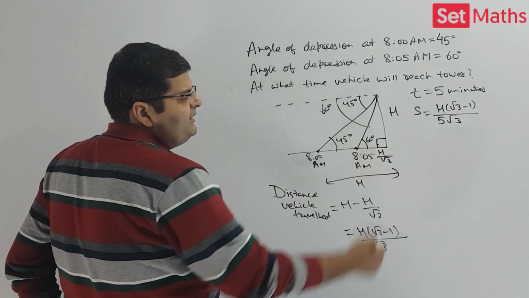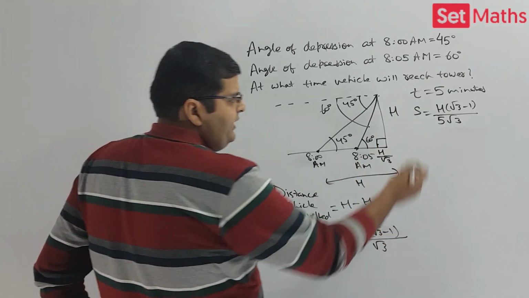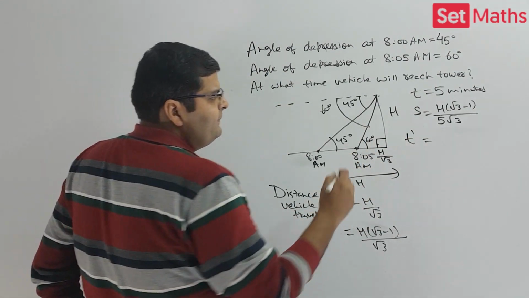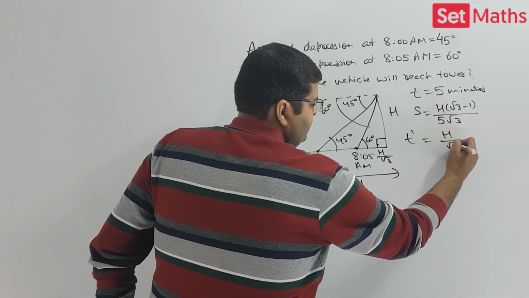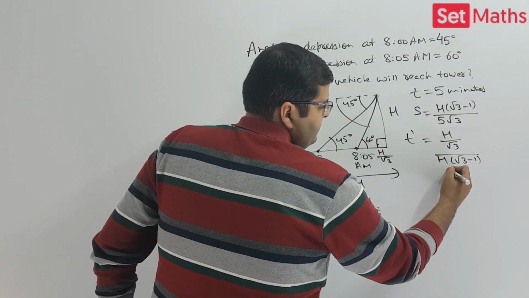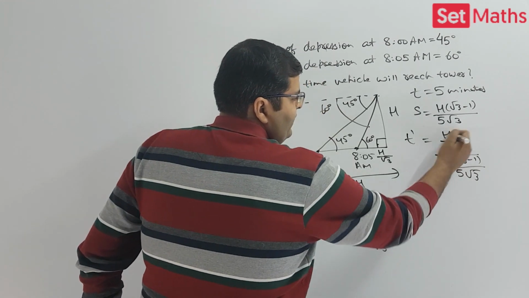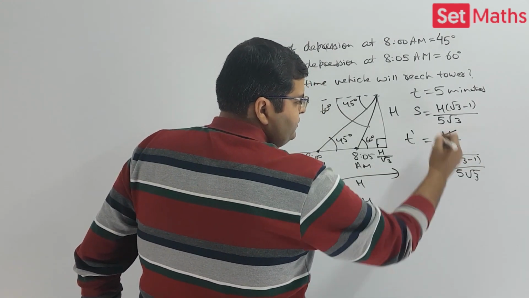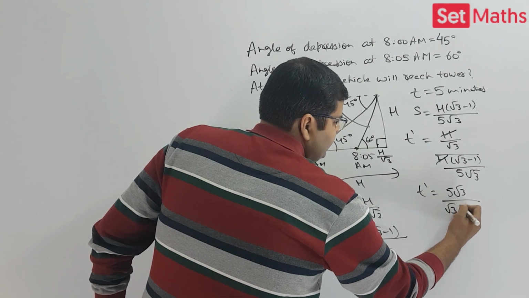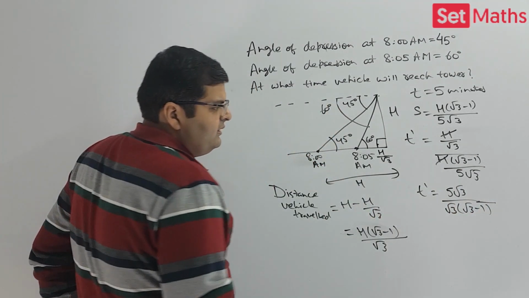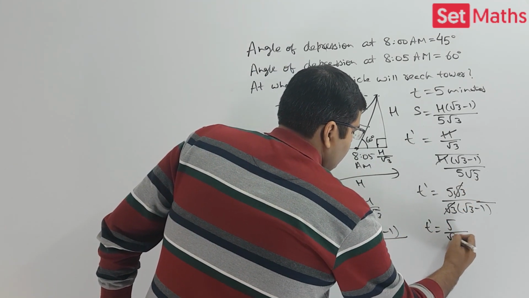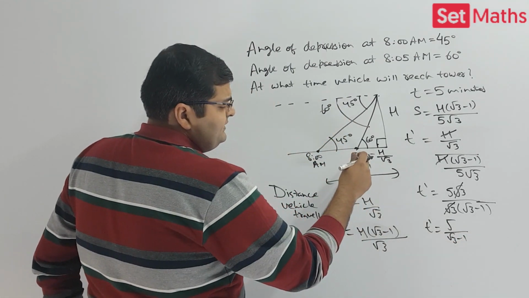Now the remaining distance that the car needs to travel is h upon root 3. If we find the new time, t dash, from 8:05, time is distance upon speed. The distance to be traveled is h upon root 3, and the speed is h times root 3 minus 1 upon 5 root 3. So h cancels out, 5 root 3 goes up and root 3 will be here. So t dash will be 5 root 3 upon root 3 times root 3 minus 1. Root 3 cancels out, so t dash is 5 upon root 3 minus 1. It will take this many more minutes.